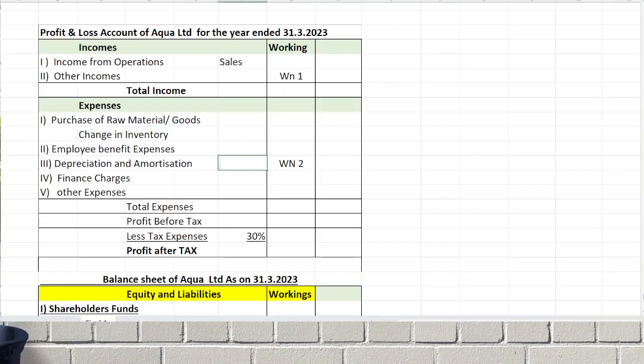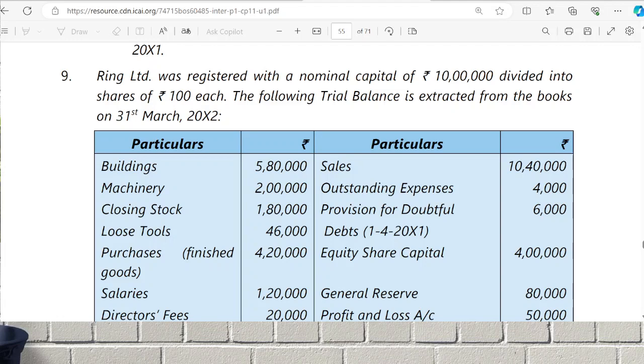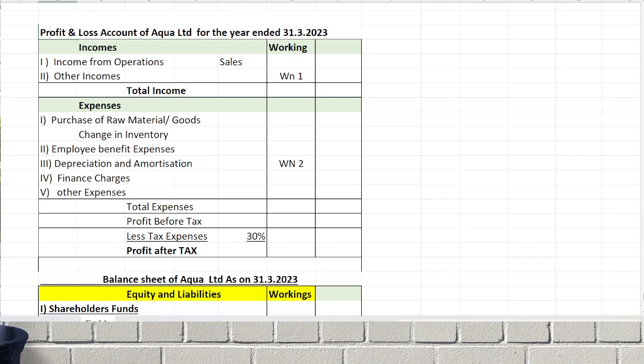What is the name of the company? So try to prepare the working notes and tell me. Try to prepare the working notes. You're going to work out and tell me. Don't see the solution. Try in English.